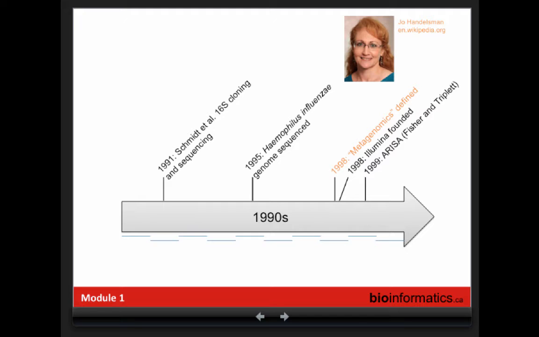Okay, so in '98 Illumina was founded, and next-gen sequencing technologies were being developed and improved during this period, late 90s to early 2000s. The ARISA project, which was looking at the ribosomal intergenic spacer regions of ribosomal genes, was also conceived. It's an alternative to looking at 16S and other ribosomal genes as a marker gene.